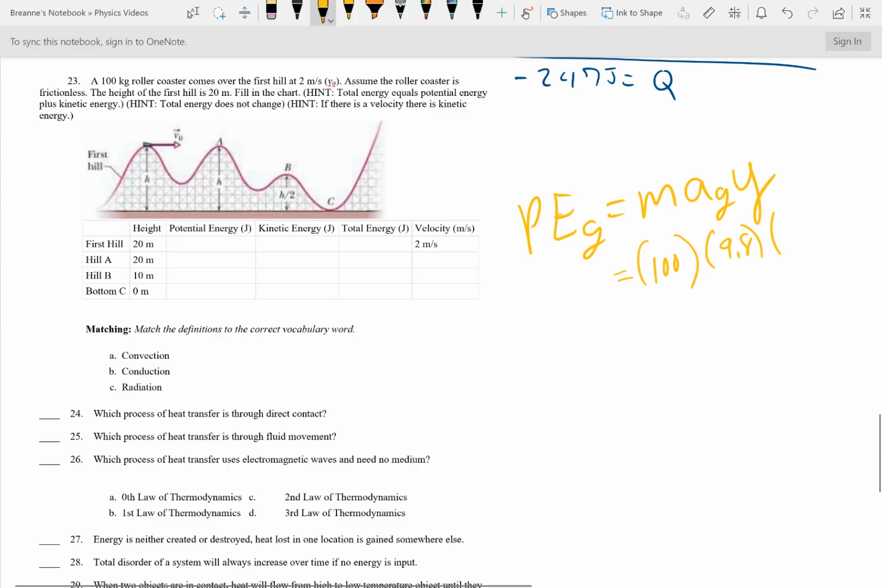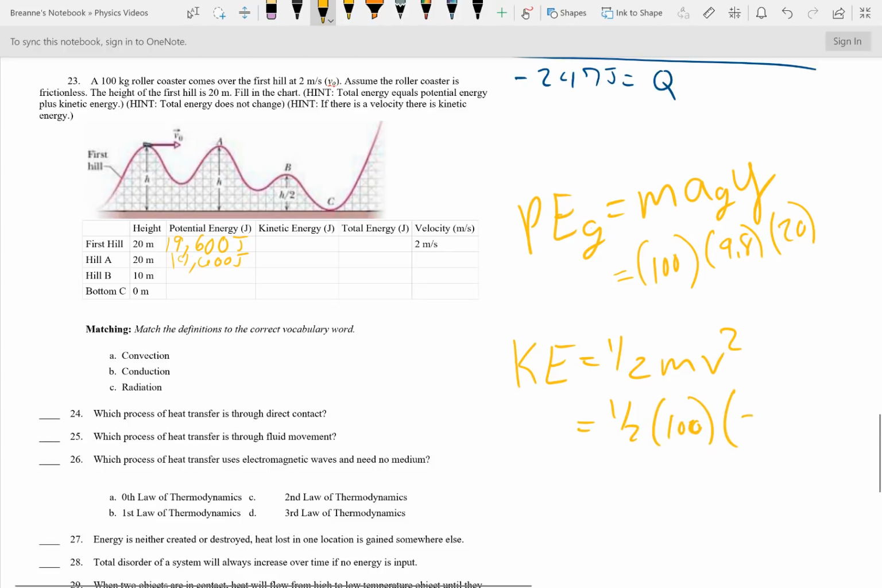And then your height is 20 for the first one. Plug that into your calculator. And you get 19,600 joules. Now that's going to be the same for both times it's at the height 20. Now we can find out how much kinetic energy is happening by using your kinetic energy equation, which is 1/2 mass v squared. Mass does not change, it's still 100.